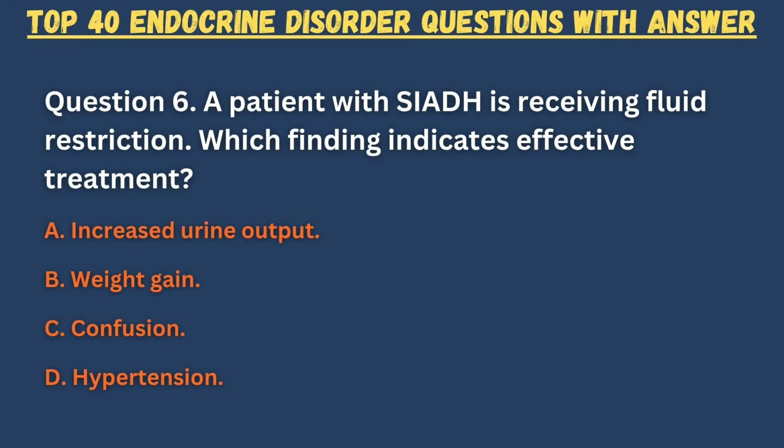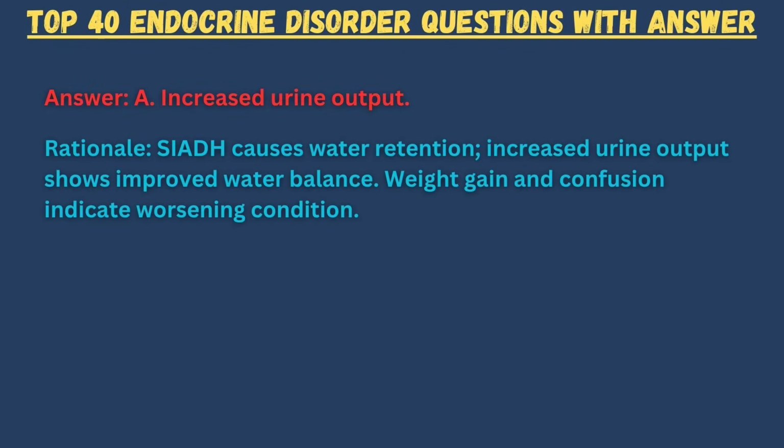Question 6. A patient with SIAD is receiving fluid restriction. Which finding indicates effective treatment? A. Increased urine output. B. Weight gain. C. Confusion. D. Hypertension. Answer. A. Increased urine output.